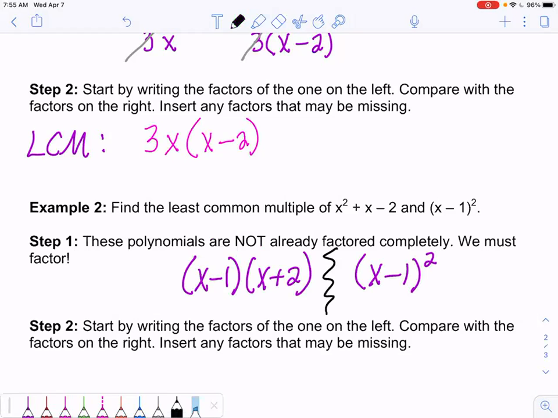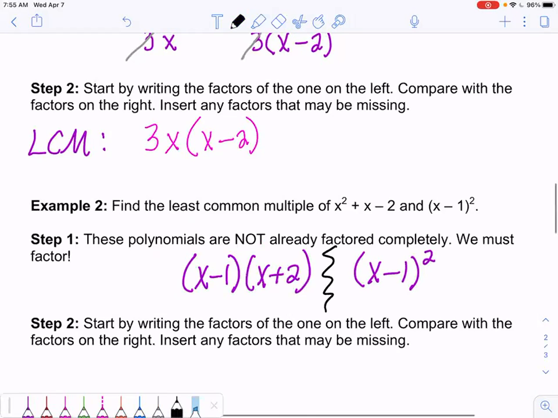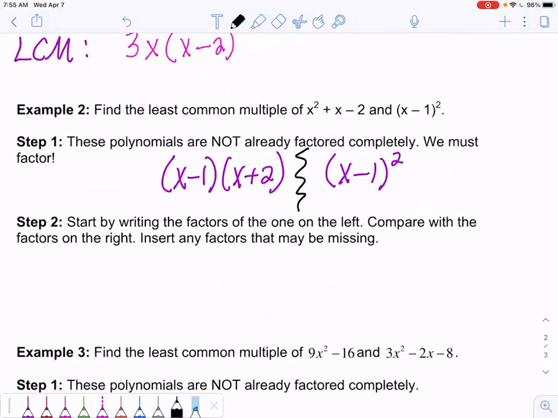Put a little line down the middle. Start by writing the factors on the left. So to get my least common multiple, the factors on the left are x minus 1 and x plus 2. Compare with the factors on the right. Insert any factors that may be missing. The one on the left has an x minus 1 and the x plus 2. The one on the right has x minus 1 squared.